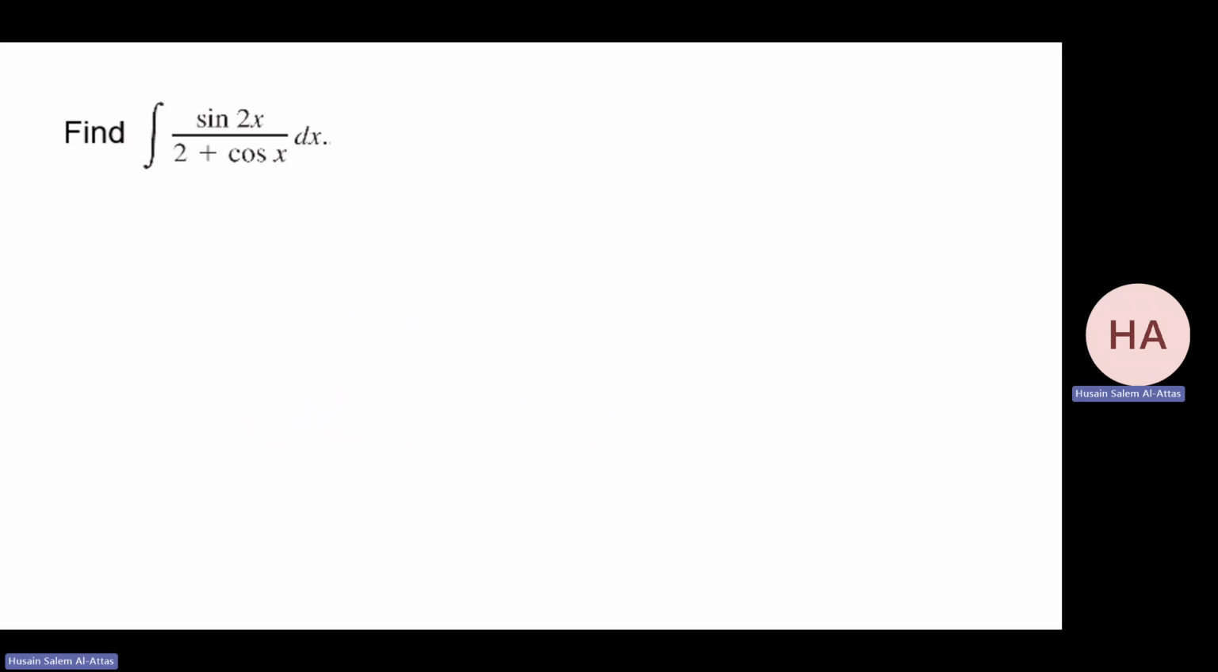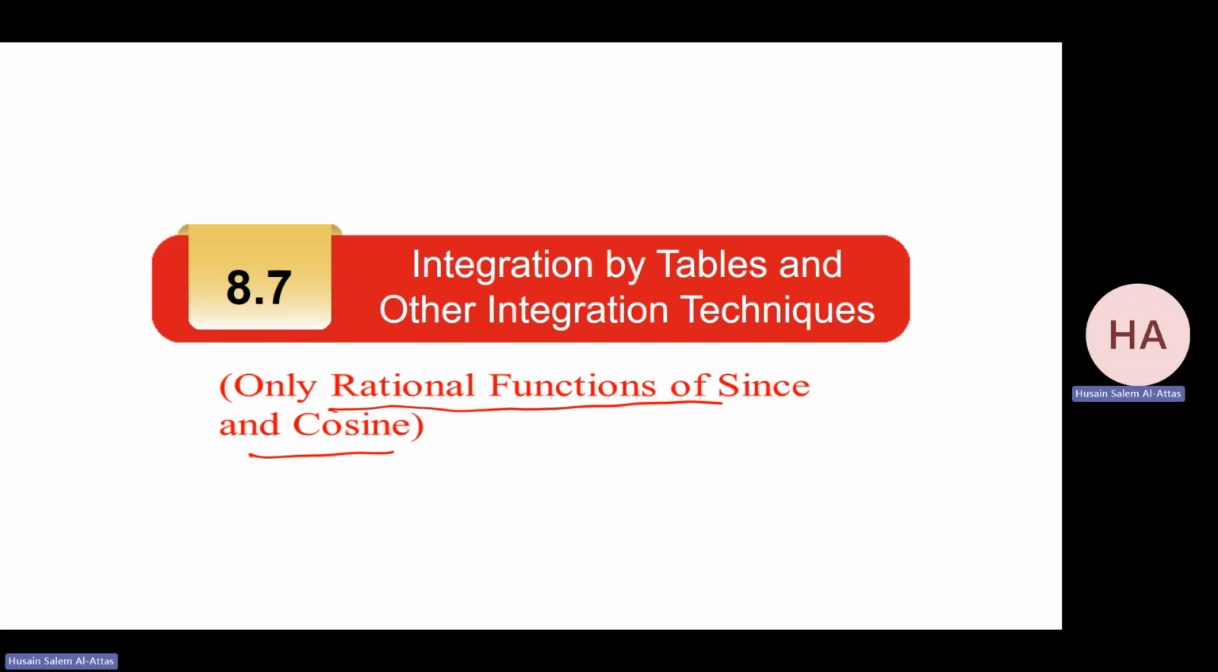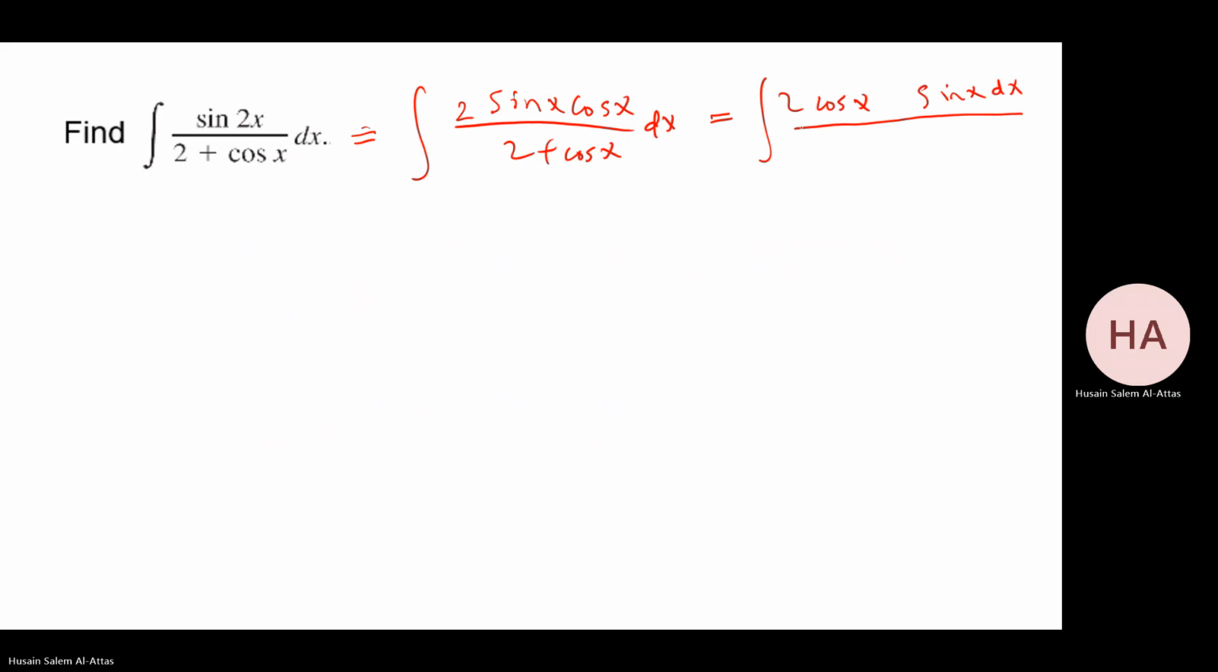Sine 2x over 2 plus cosine x. By the way, it doesn't mean that whenever I have sine and cosine, I need to do it this way. Like this one, I can deal with it using the previous methods. This will be 2 sine cosine over 2 plus cosine x dx, or I can rewrite it as 2 cosine x sine x dx over 2 plus cosine x.